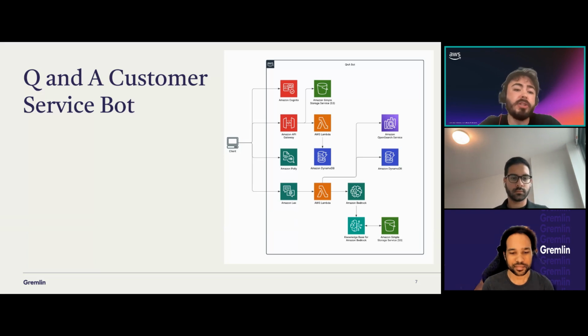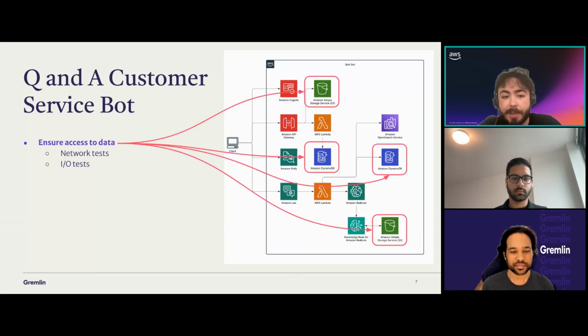So number one, we want to ensure access to data. Data is the backbone of the chatbot. Without it, responses would be incomplete, inaccurate, or fail entirely. Even if the bot functions with partial data access, missing context could lead to incorrect answers or, again, worse, right, hallucinations and a poor customer experience.